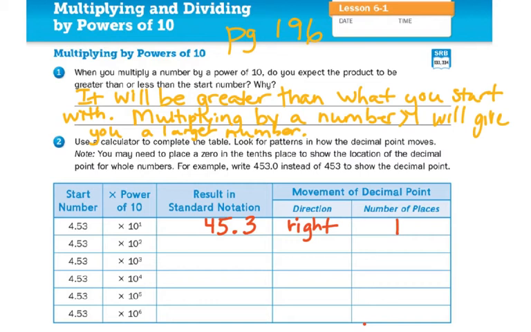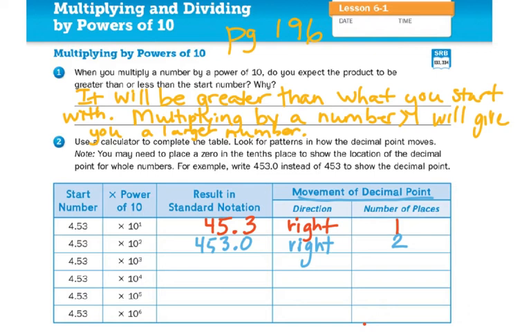Now clear out your calculator and put in 4 and 53 hundredths again. 4.53 times 10 to the second means times 10 times 10. Times 10, times the second 10, equals, and the answer to that one, this is where they want you to put in 453 and 0/10. So the movement of the decimal point is to the right, and it moved 2 places.